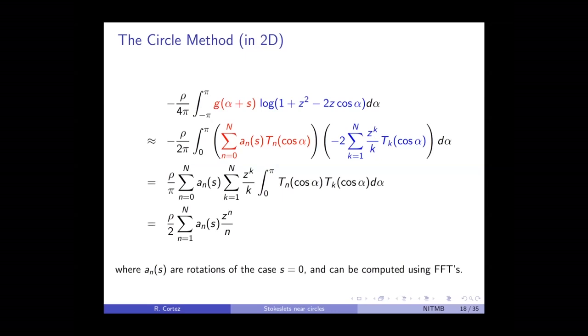So what do I need? I need the coefficients in my expansion of the density, and they depend on S. Remember, S is the value of the parameter that goes to the point on the boundary that is closest to the evaluation point. So these coefficients a_n of S depend on the evaluation point. It sounds bad for the moment because it sounds like we have to recompute those for every evaluation point, but really they're just rotations of one case. And those can be computed with FFTs quickly.